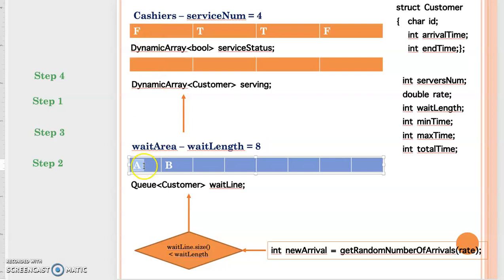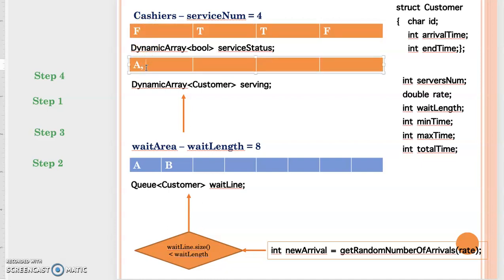Once I really need to pop the customer from the waiting line to the cashier, then I have another array. This data type is customer. So the same thing, that's the same customer data type. So once I have a customer pop from the waiting line into the cashier, for example here, A will go there, right? We just say, for example, this cashier is available, so I move A there.